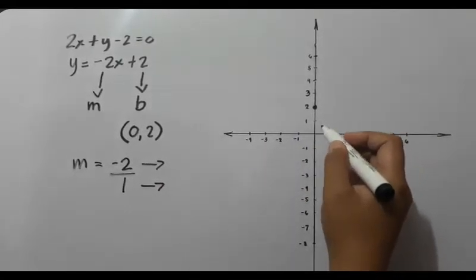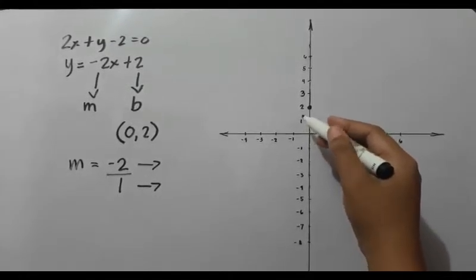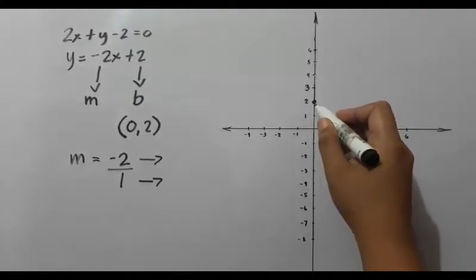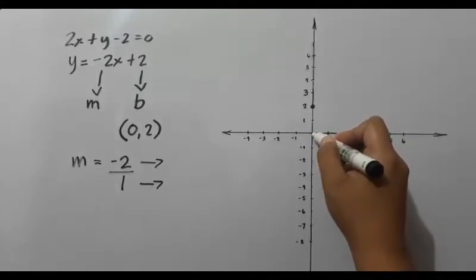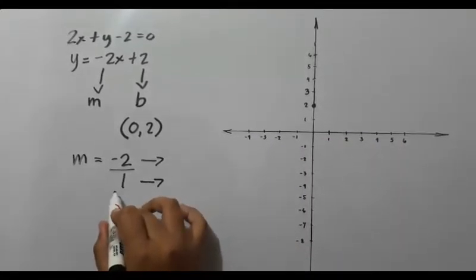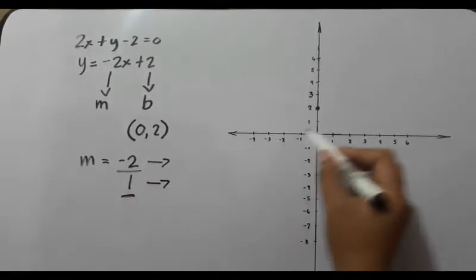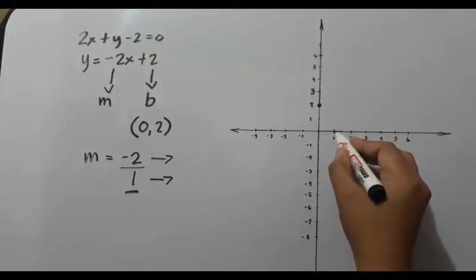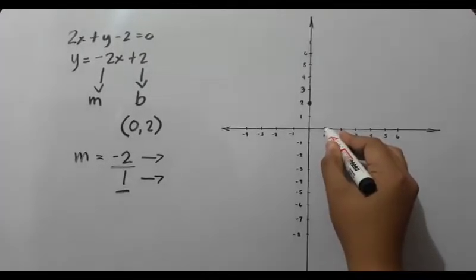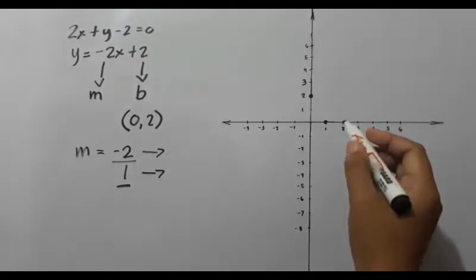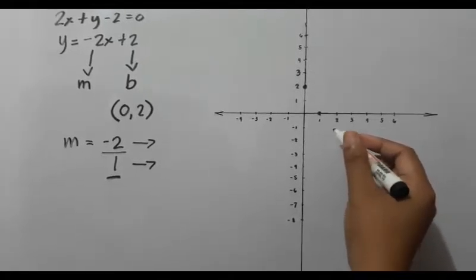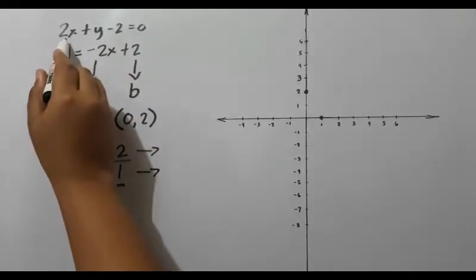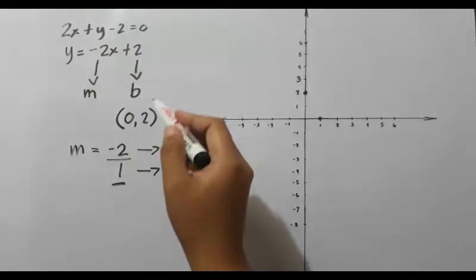Let's start graphing. We have here negative 2. That means we need to move downwards: 1, 2. The denominator is positive 1, so we need to move to the right. We have here the point (1, 0). Now we are ready to connect these two points so that we can form the line of our equation 2x plus y minus 2 equals 0.